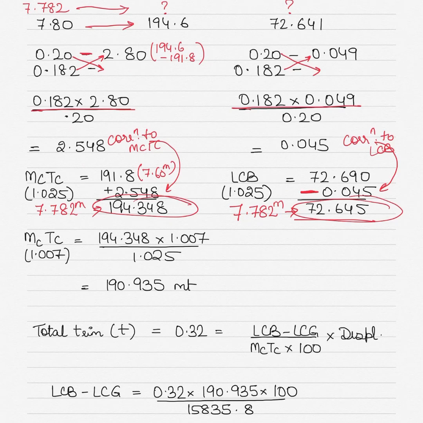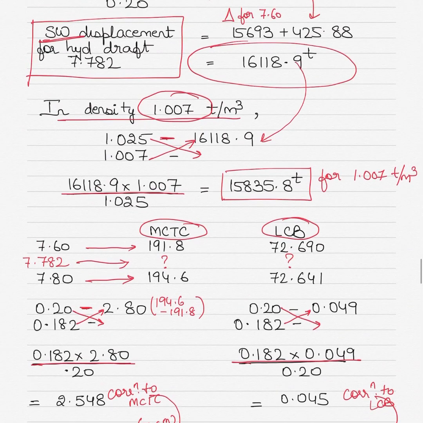Now remember, you have got these values for seawater, not yet for dock water of 1.007. For seawater it is 1.025, and these are the values corresponding to the seawater density, because you have simply taken it from the hydrostatic tables. Now to convert these values, you have to do similar to what you did for displacement, but you will be doing it only for MCTC. So for MCTC, to get the MCTC in dock water, you have to multiply the MCTC that you get for seawater by 1.007 and divide by 1.025, just like you did for the displacement above.